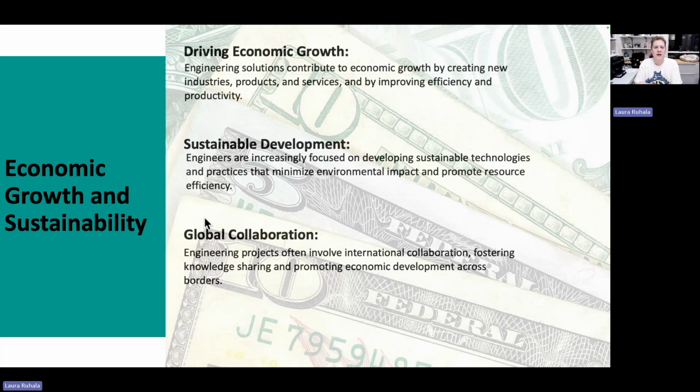Engineering solutions contribute to economic growth by creating new industries, products, and services, and by improving efficiency and productivity. Next up, sustainable development. Of course, sustainable is a term that's used frequently in this presentation. We're increasingly focused on developing sustainable technologies and practices that minimize environmental impact and promote resource efficiency. And this is not going anywhere.